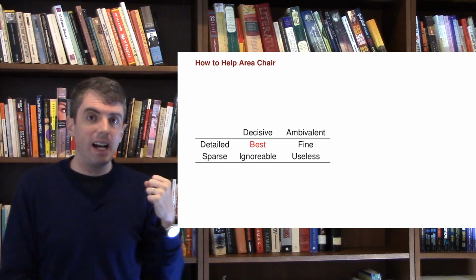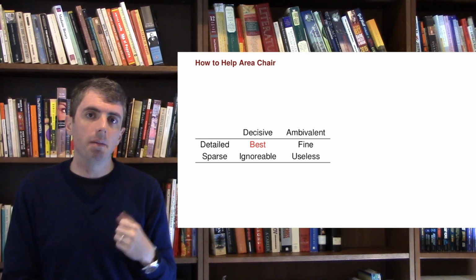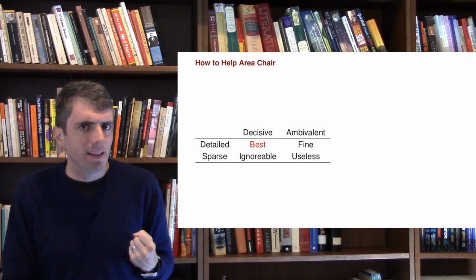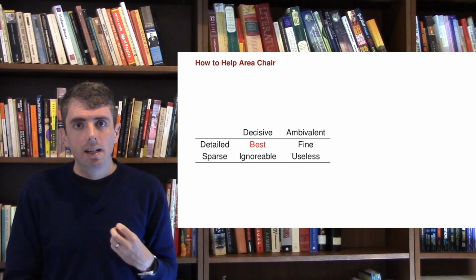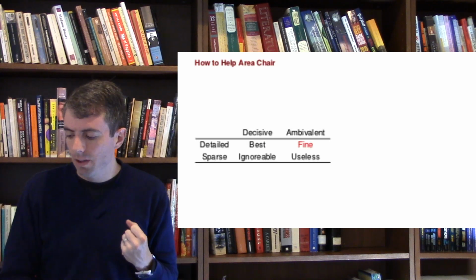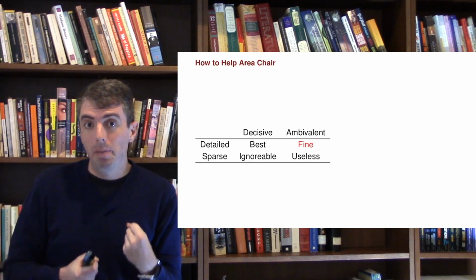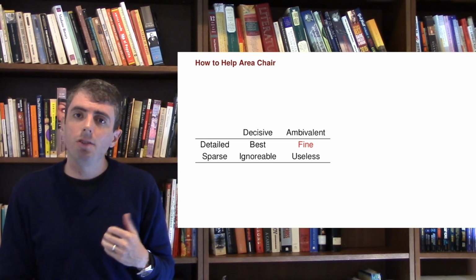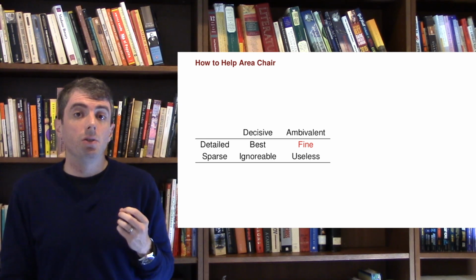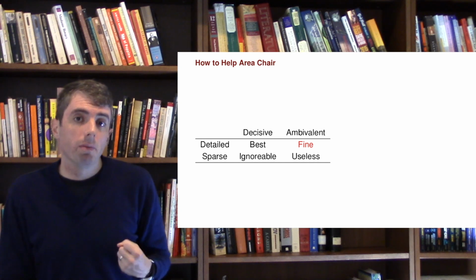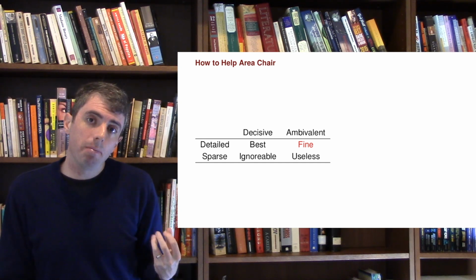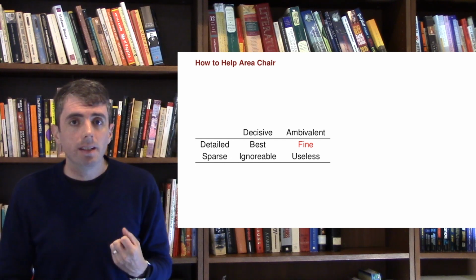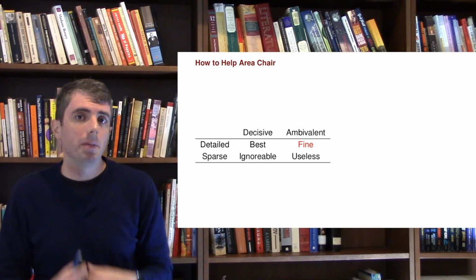So say, I believe that this paper should get accepted and here's why. Or I think this paper should get rejected and here's why. Second best is for you to be ambivalent in your decision, but detailed in your review. And you may not have the experience to say whether it's more important to have a good problem setup and a faulty evaluation, or vice versa. You're not comfortable making that decision.